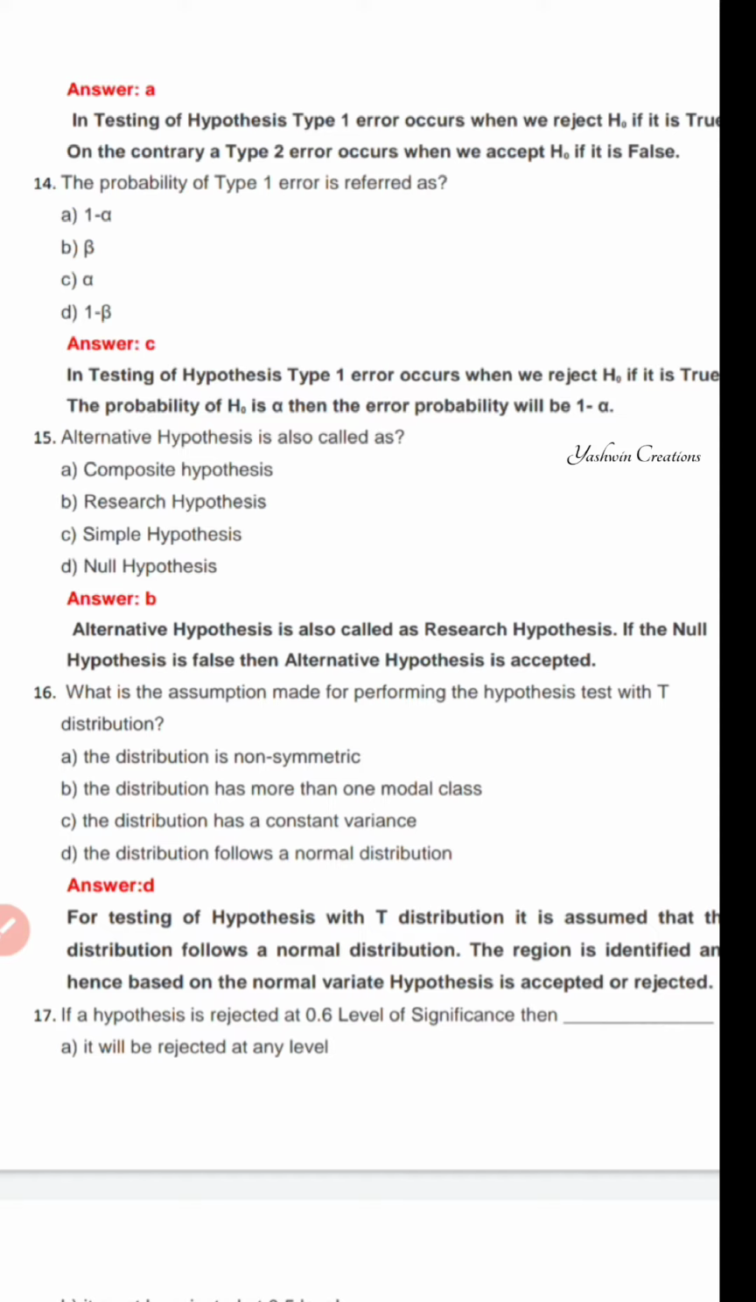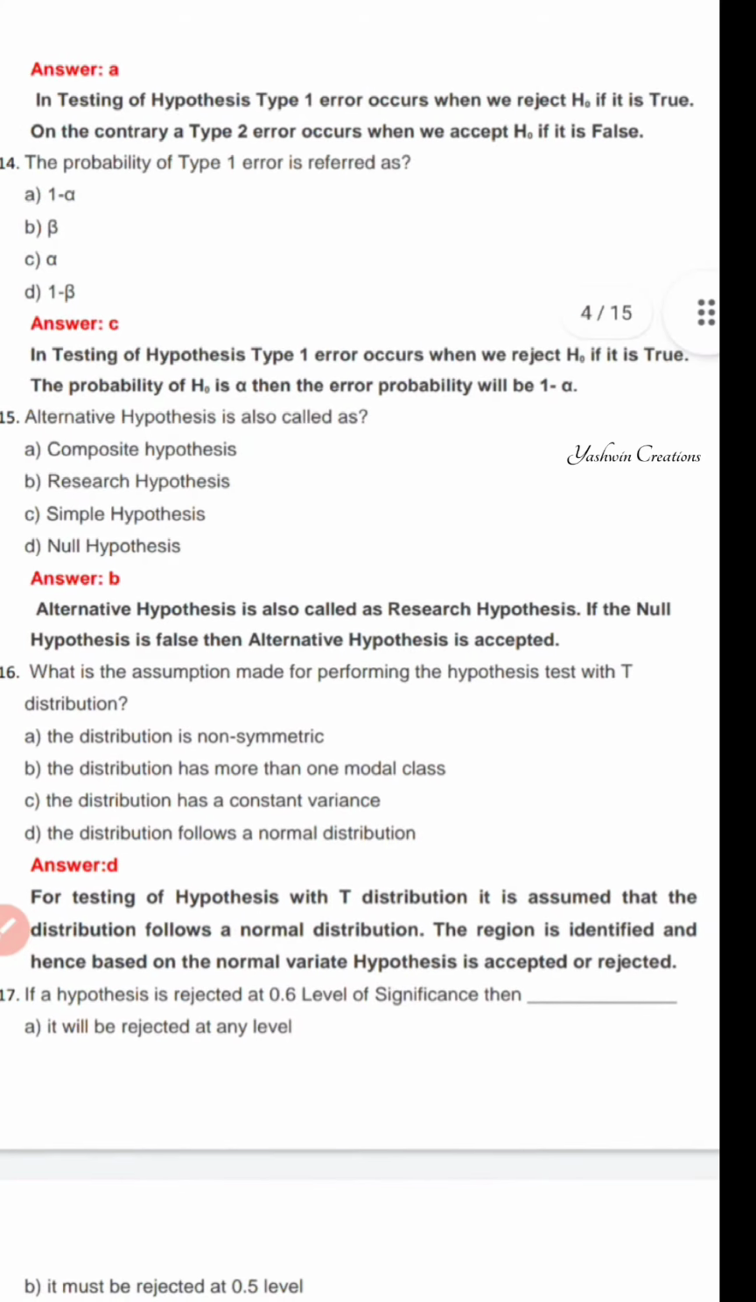The explanation is that for testing of hypothesis with the t distribution, it is assumed that the distribution follows a normal distribution. The reason is identified, and hence based on the normal variate, the hypothesis is accepted or rejected. So the distribution follows a normal distribution.